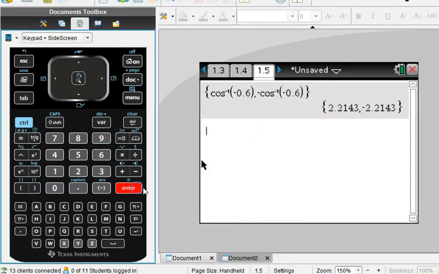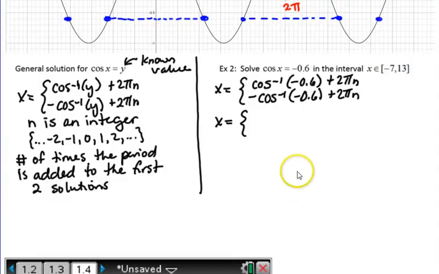Do Control Enter, and those are my first two values, which is about what I expected. I guessed 2.4, it's about 2.2. And then I want to take those values and I'm going to be adding or subtracting 2 pi. But these would be my first two values when I'm not adding or subtracting 2 pi at all. So I'm going to write this down here.